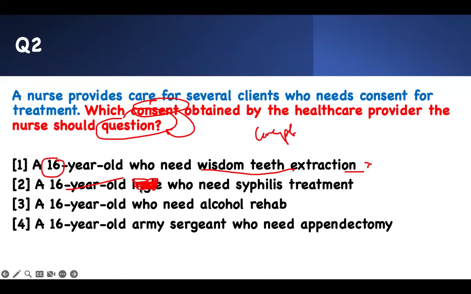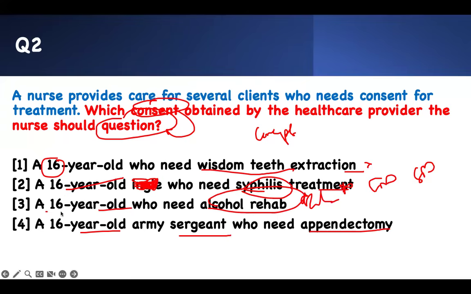This 16-year-old also needs syphilis treatment. It's an STD. This 16-year-old needs alcohol rehabilitation. And this 16-year-old needs surgery for appendectomy. Key fact: if you need STD treatment, your parent does not need to consent for you, no matter your age. So this is good, I don't need to question it. And if you need alcohol rehabilitation, even though you are a minor, it's okay. And if you are a minor and you serve in the military, you can consent for yourself. If you can go and die, then you should be able to consent for yourself.